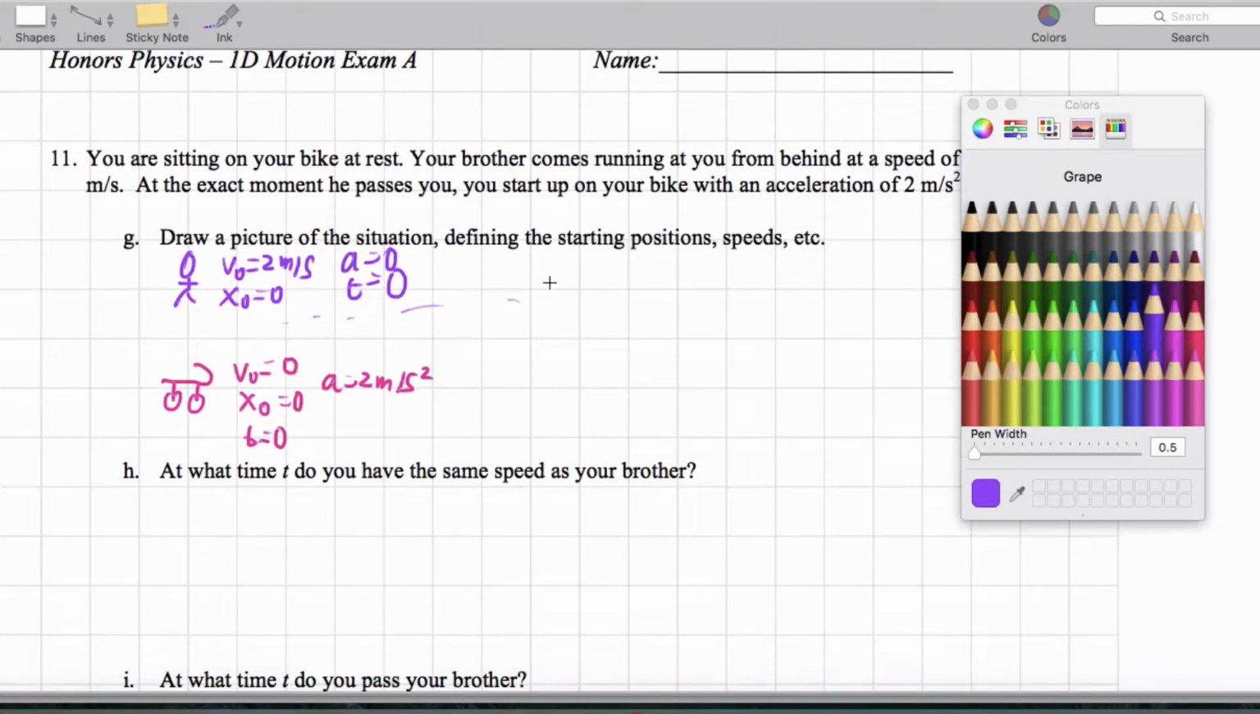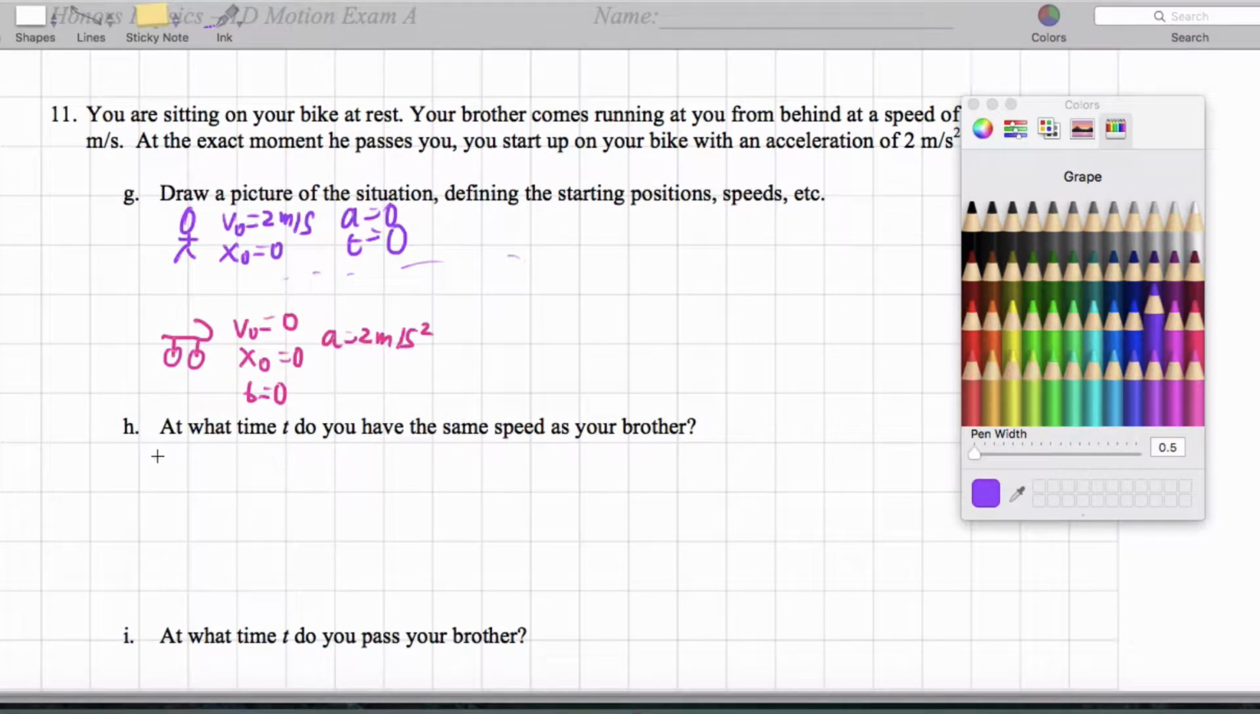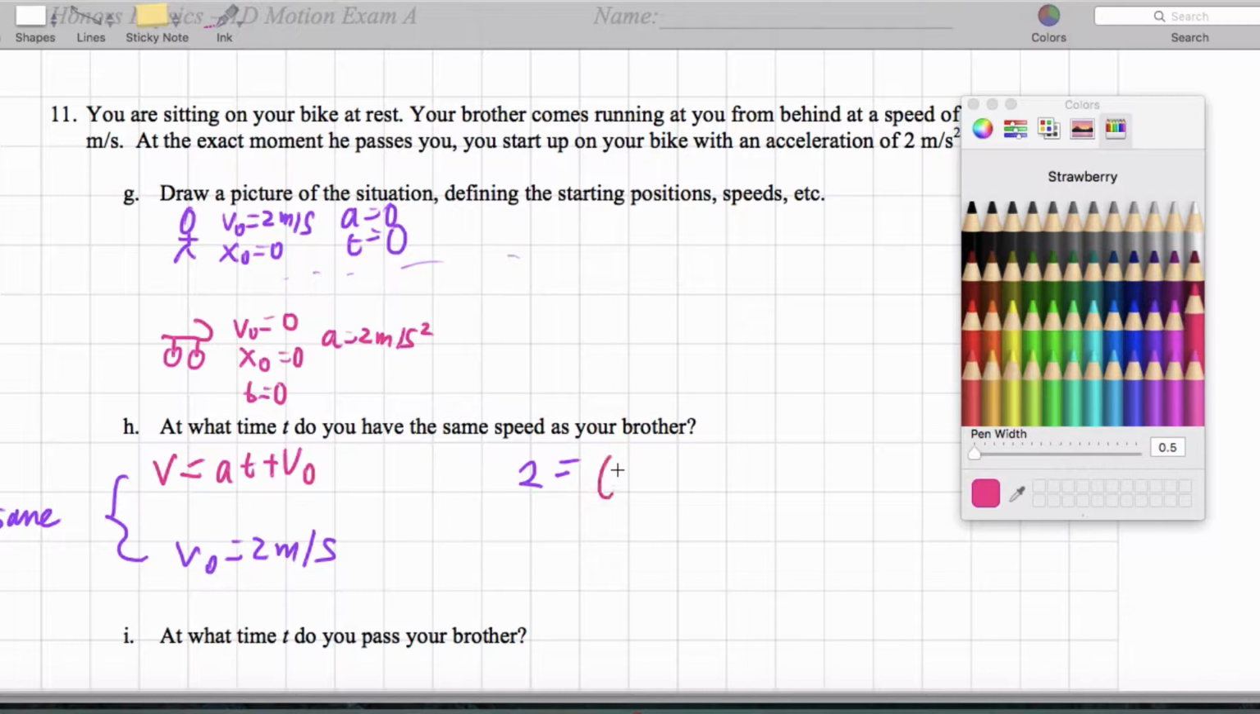That's a good start. So what time do I have the same speed as my brother? Let me write down an equation for me and an equation for my brother. My equation is v equals at plus v naught. And my brother simply has a speed v naught equals 2 meters per second. We want to know when these two are the same. So I can say 2 equals my acceleration, which is 2, times t, plus starting at a speed of 0. So that happens at 1 second.